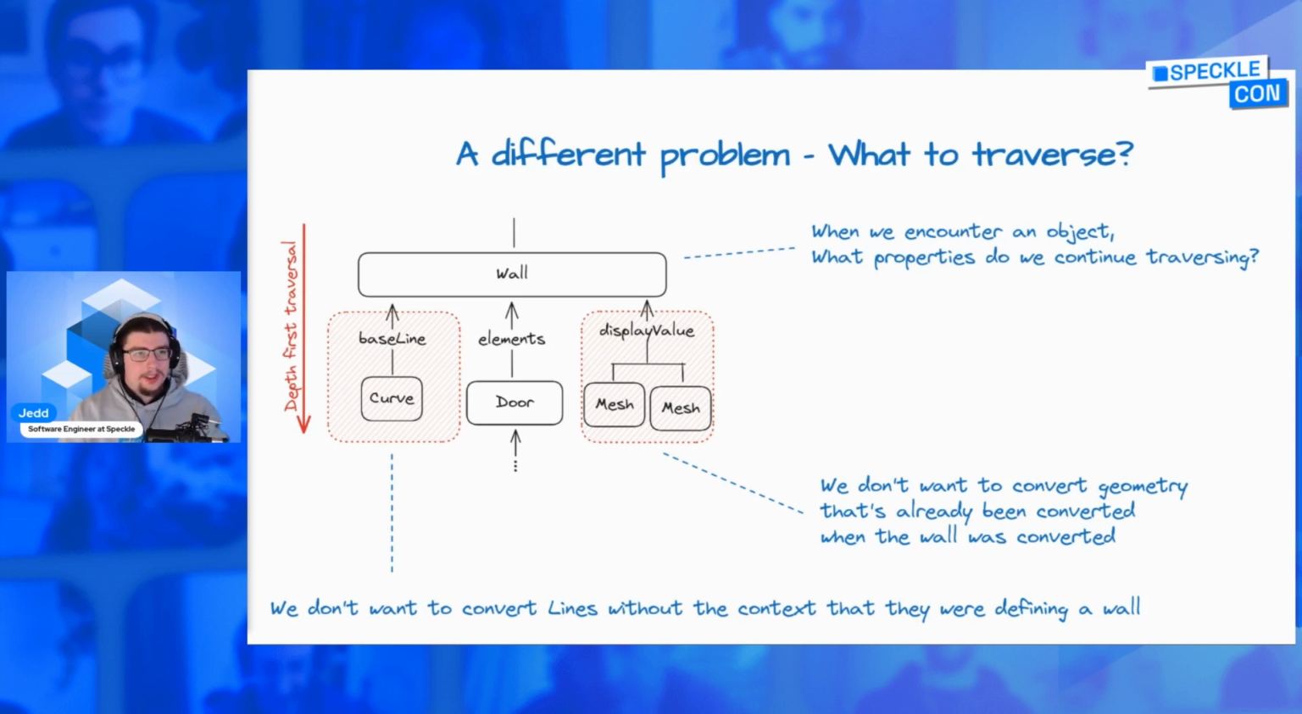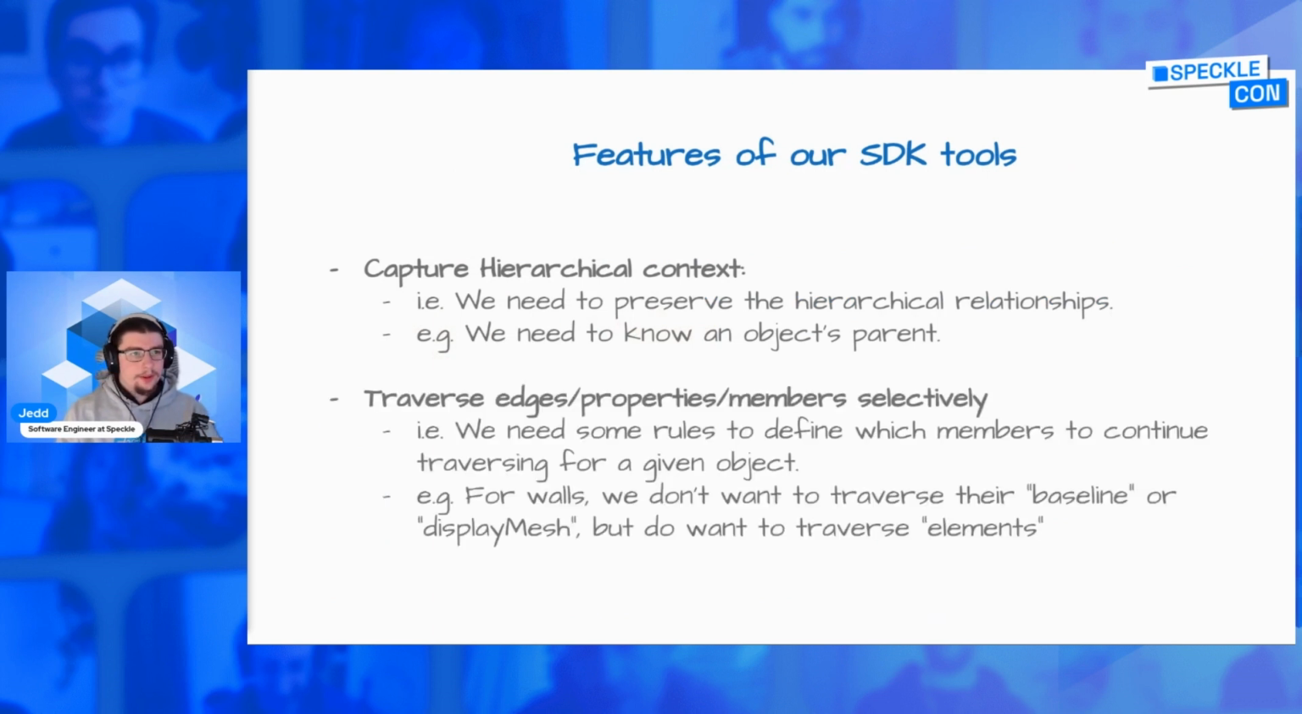But take the baseline, for instance, that's just data, right? It's kind of meaningless to use that line on its own without the knowledge that it's part of a wall. So ideally, we want to ignore the baseline property here and the display value properties here and just consume the wall and door objects, right? These are sort of our, in connectors, we would call these convertible objects. And so as part of our requirements or the features of our SDK tooling, we need to be selective and have control over which properties of objects get traversed and which we ignore.